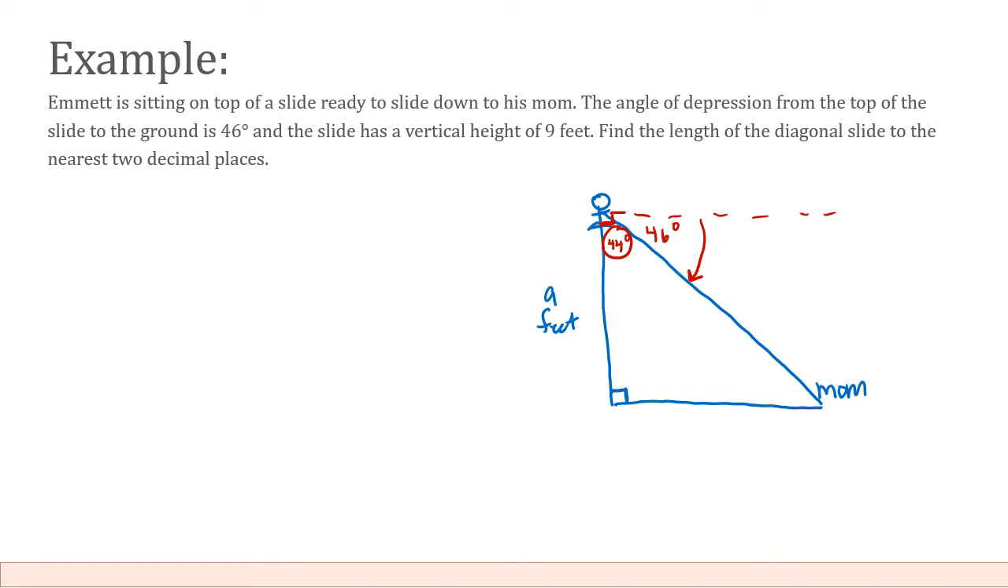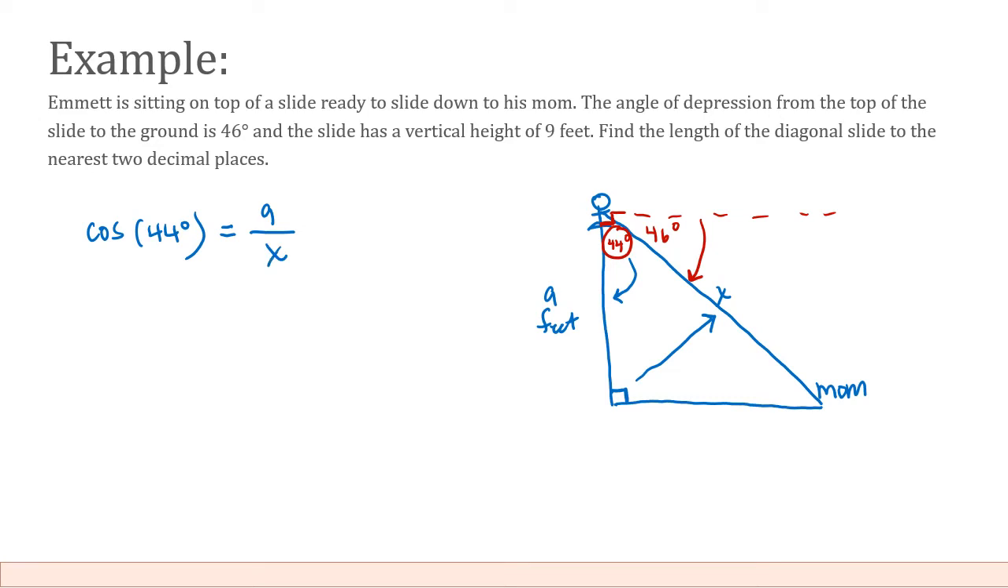So the diagonal slide in my triangle is really nothing more than my hypotenuse, isn't it? And in relation to that 44 degrees, the 9 feet represents the side that is adjacent to the 44 degrees. So I have the adjacent and I want to find the hypotenuse. The trig ratio that gets me that is the cosine. So I'm going to write that the cosine of 44 degrees is equal to the side adjacent over the hypotenuse.